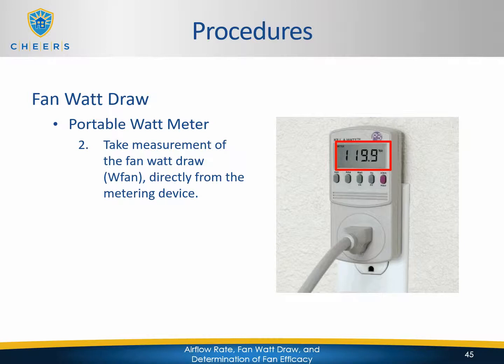You will then take the measurement of the fan watt draw, or W fan, directly from the metering device. In the picture that you see on the right hand side, that's a plug-in meter. You'll be able to use this meter for an HVAC unit that actually has a plug-in outlet and is not hardwired into the electrical system of the house. So basically, you'll take the reading off the meter. If it is a hardwired system, you would use the other type of watt meter that basically hangs on the actual wiring of the furnace. So you will take that reading, and that is your watt draw from the actual furnace. We'll talk about what to do with that measurement in a sec after we're done talking about the other two methods.